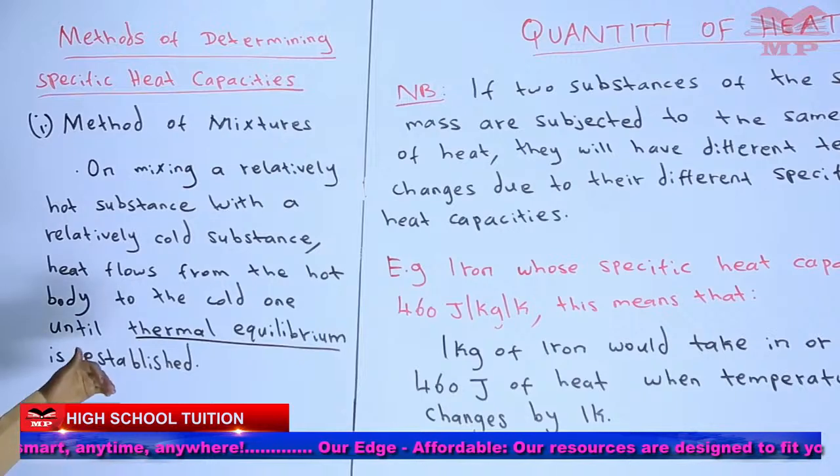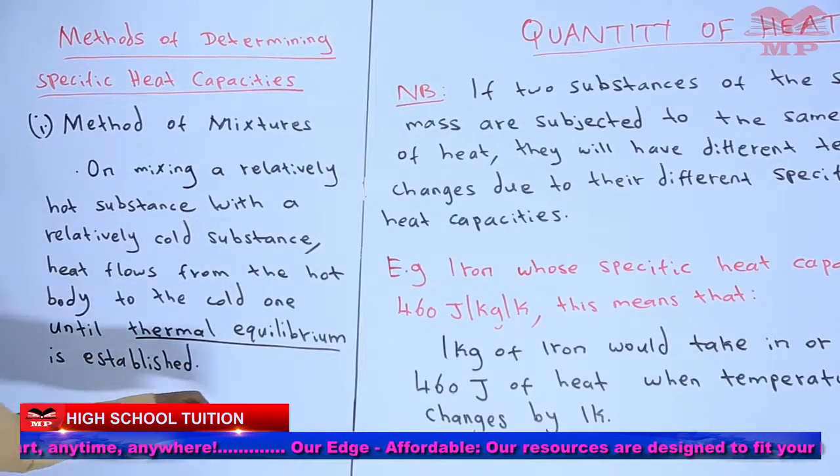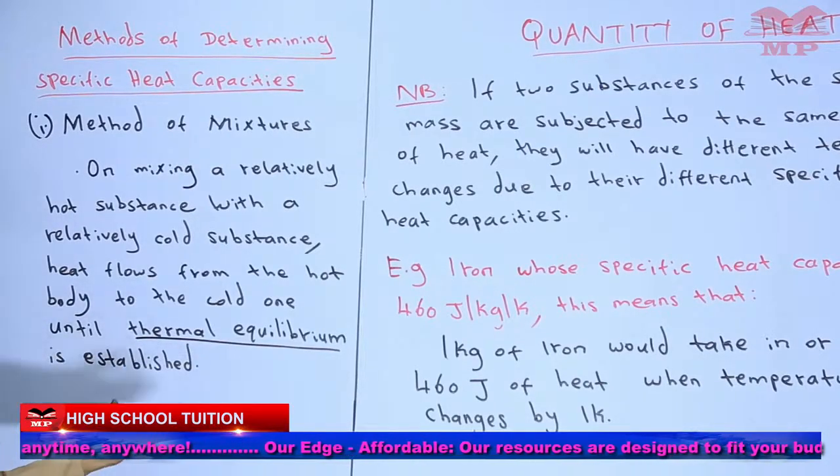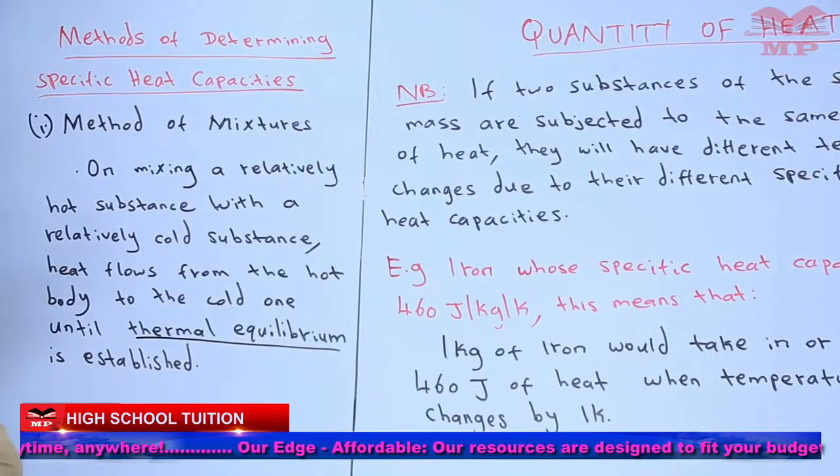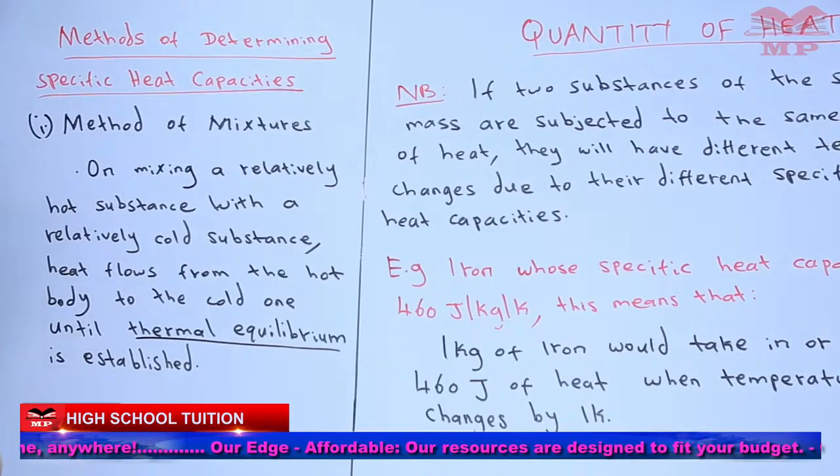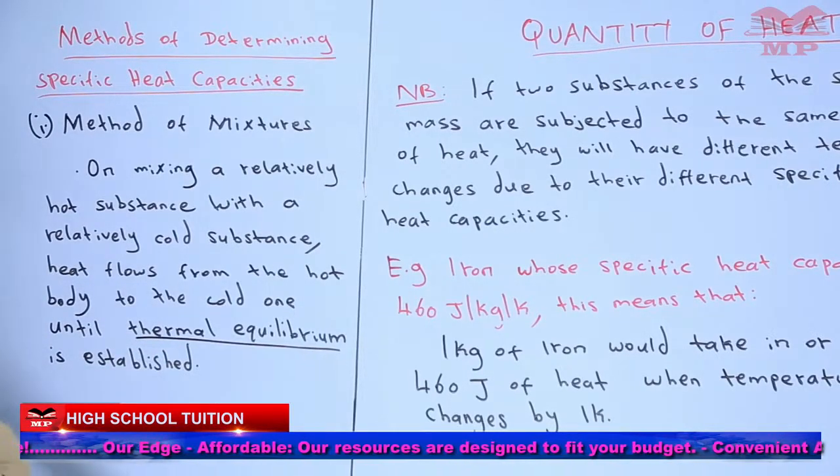Therefore, if we have the hot metal and the cold water, if both of them now achieve a steady temperature, let's say of 50 degrees Celsius, then it means that there will be no net heat flow, and therefore we say that thermal equilibrium has been achieved.